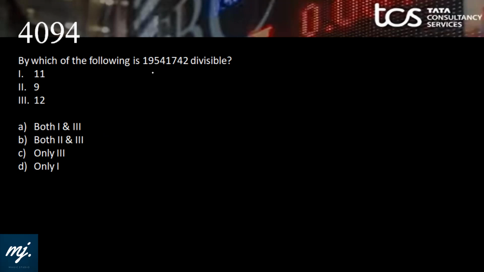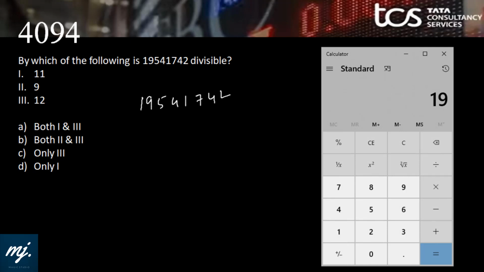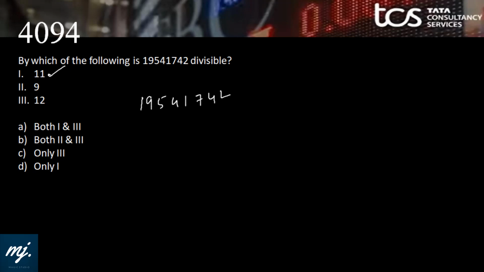By which of the following is the given number 19541742 divisible? Okay, so we have 19541742 divided by 11. Yes, it is divisible by 11. And then divided by 9. It is not divisible by 9. Then we have 19541742 divided by 12. It is also not divisible by 12. It is only divisible by 11. Only one fits in.